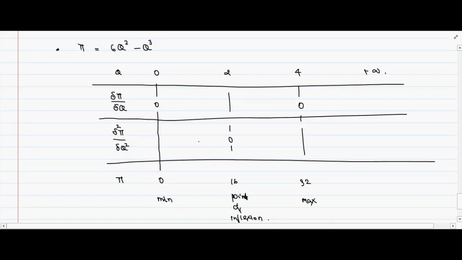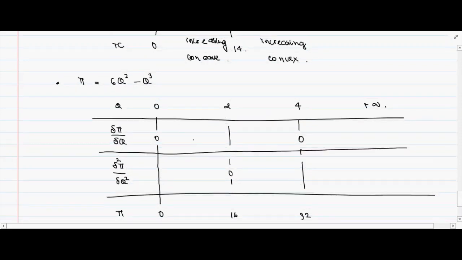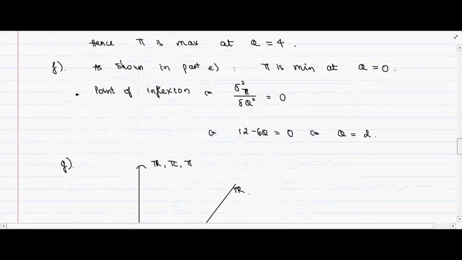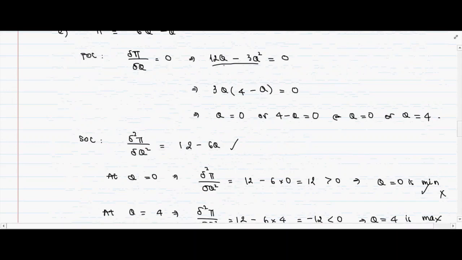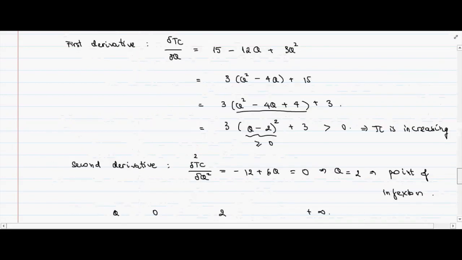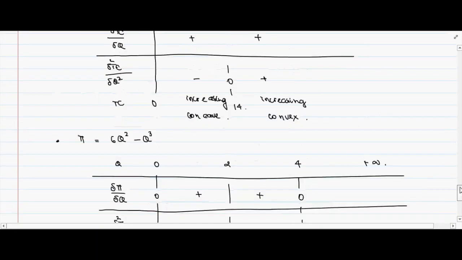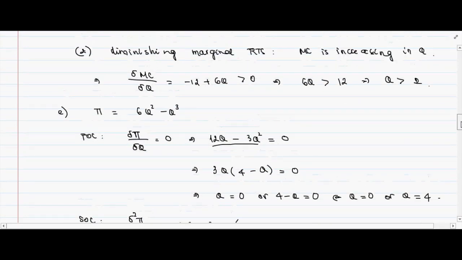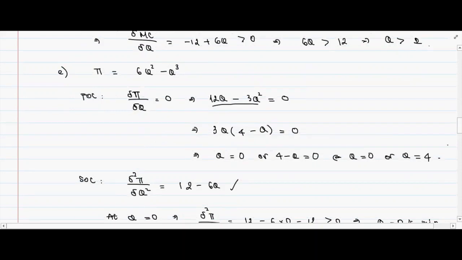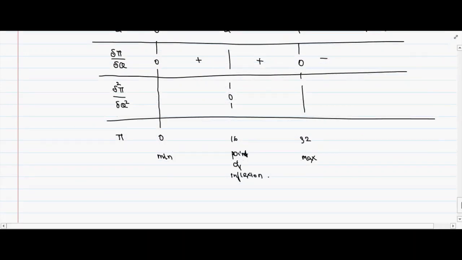Now, for any quantity from 0 to 4, looking back at our first derivative, which is 12q minus 3q squared, for example q equal to 1, the first derivative is positive. And for any q bigger than 4, say for example q equal to 5, if you substitute that into our first derivative, you can see that it's going to be negative. This sign basically tells you whether the function is increasing or decreasing.